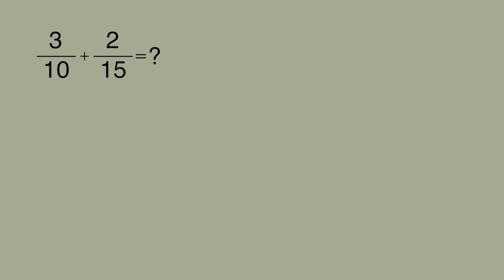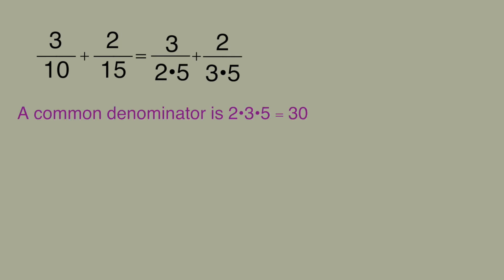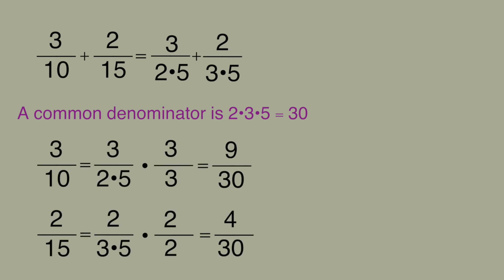And here is our final example. 3/10 plus 2/15 equals what? We need a common denominator. It's helpful to find the smallest number for the denominator possible, as smaller numbers are easier to work with. To find the smallest common denominator, I'm going to factor the 10 and the 15. The two denominators have a common factor of 5. A denominator that has factors of 2, 3, and 5 will be the least or smallest common denominator.